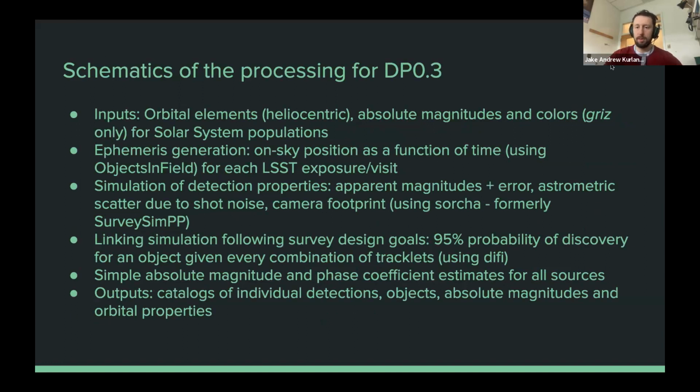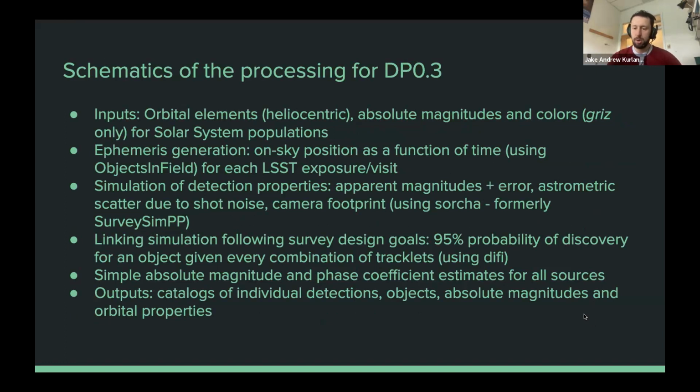So let me talk a bit about how we generated DP0.3. We started with a set of orbital elements. We'll talk about the populations that are represented in a little bit. We started with a set of heliocentric orbital elements, along with absolute magnitudes and colors for each object. Unfortunately, we only have G, R, I, and Z colors, no U or Y band.